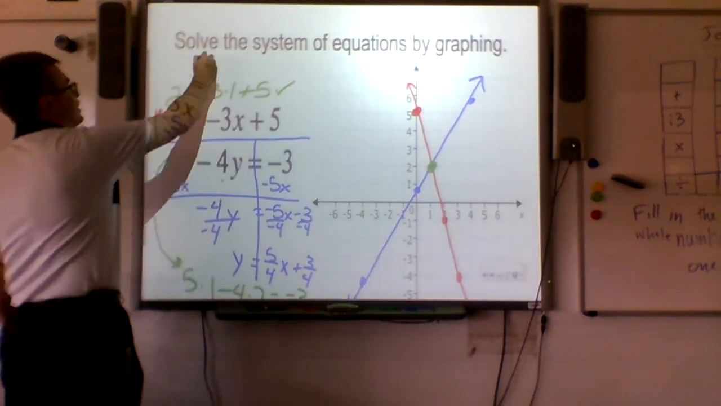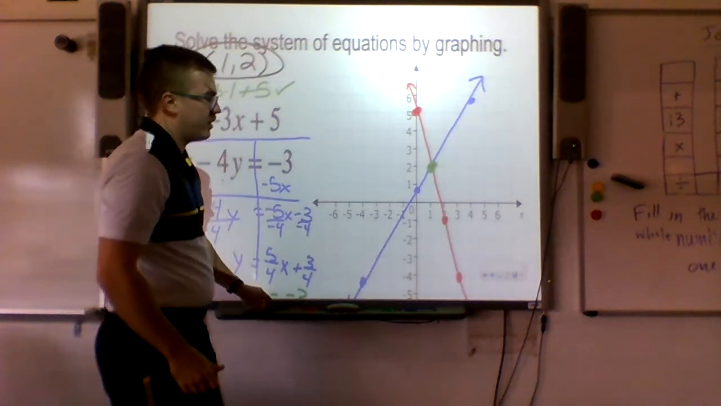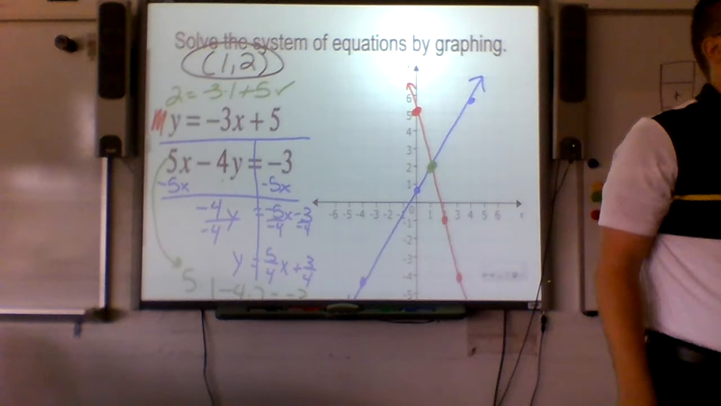Now, we've got to make sure that we answer the question. The solution in this one is (1, 2). Make sure it's very clear what your solution is.